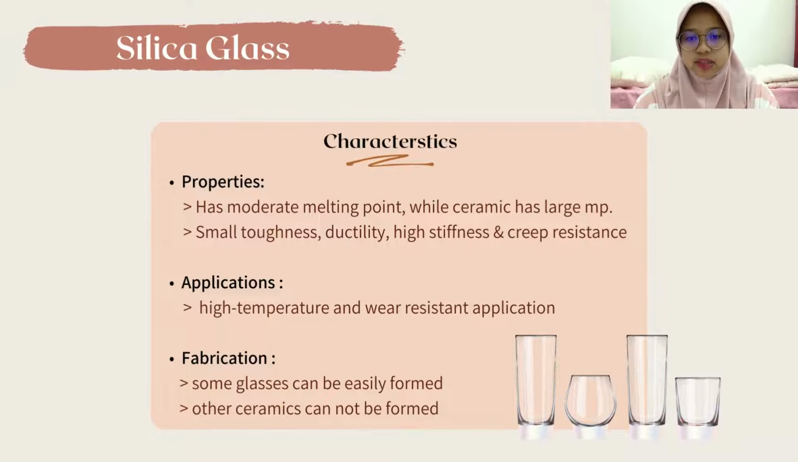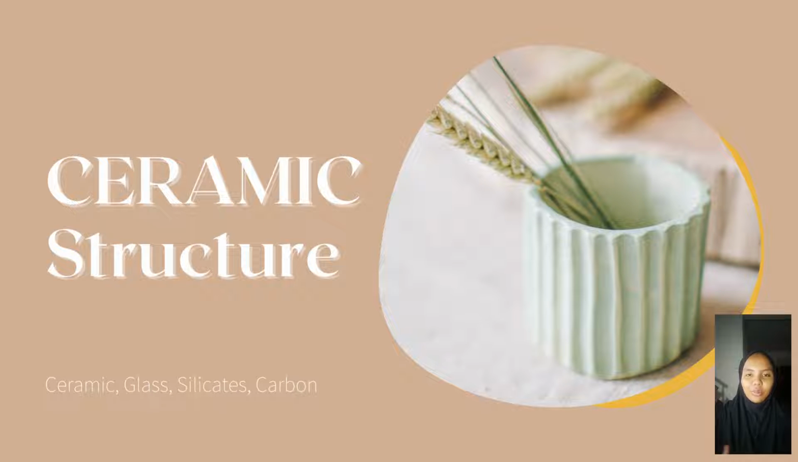So the last part from me is the characteristics of silica glass. The properties of silica glass are that it has a moderate melting point, different from ceramic that has a large melting point. Silica glass has small toughness and ductility, high stiffness, and creep resistance, which means silica glass resists changes in shape when being acted on by physical force. Silica glass is suitable for high temperature and wear resistant applications. They can be easily formed because of the amorphous structure, but different from ceramic that cannot be formed because they consist of a crystalline structure.